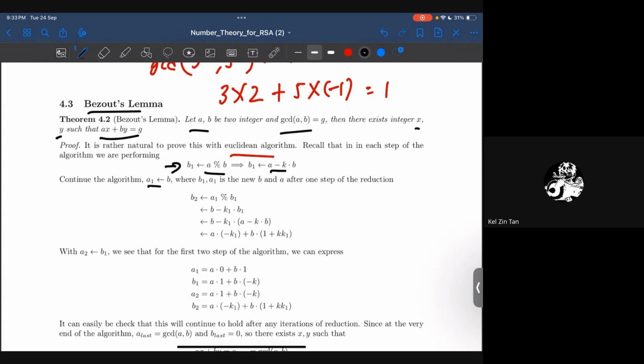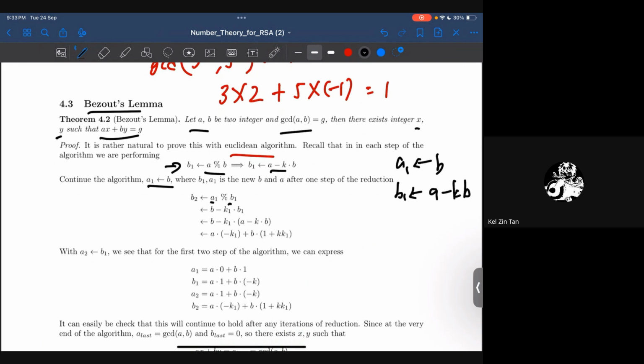And then I swap A1 to become B. So after one step, my A1 will become B, and my B1 will become A minus KB. Then I continue the algorithm again. Now I check what is A1 modulo B1.